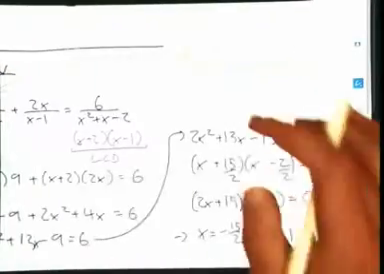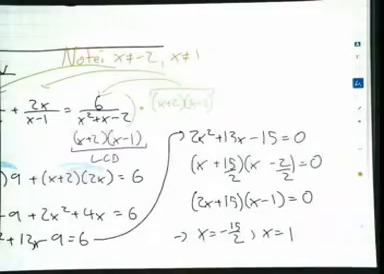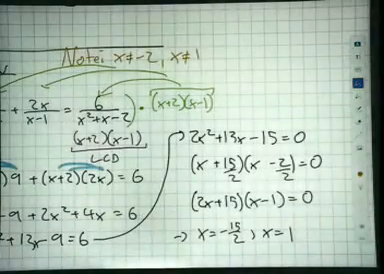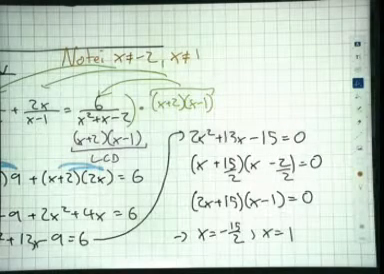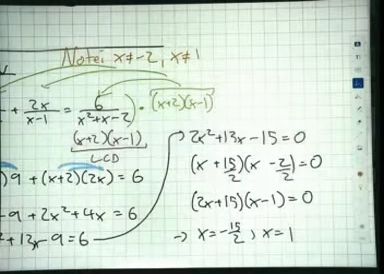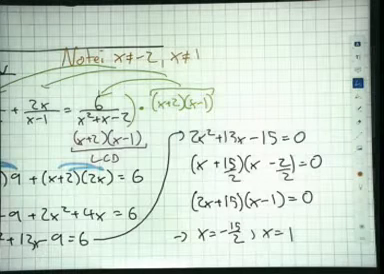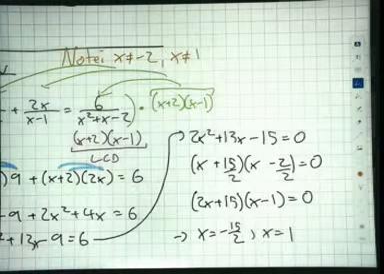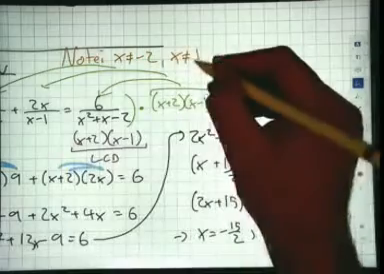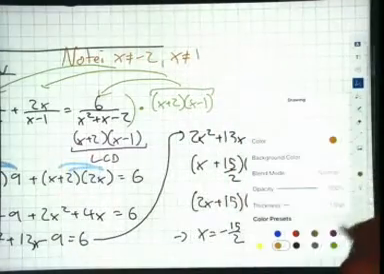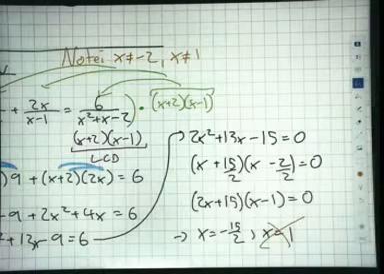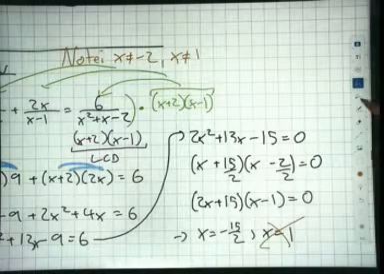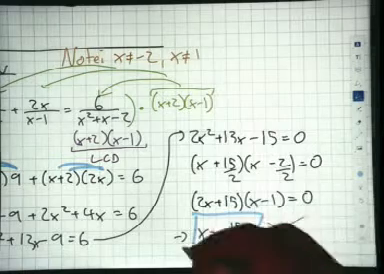Alright, never mind. I think we have a typo in the answer key, because the answer key says that x can equal 1. But I think we have a problem, because x can't be 1 right there. So, yeah, we got to throw that answer out. So our only answer is the negative 15/2.